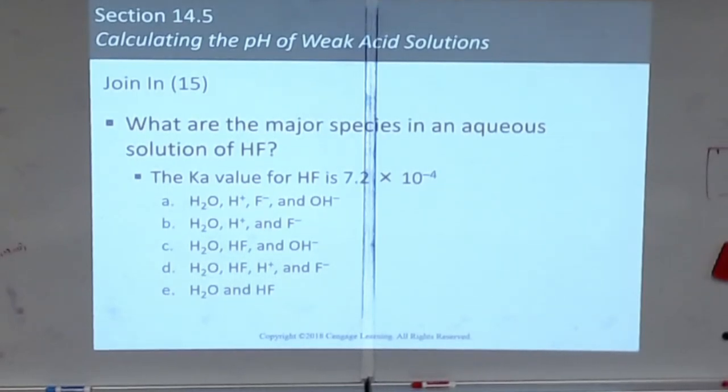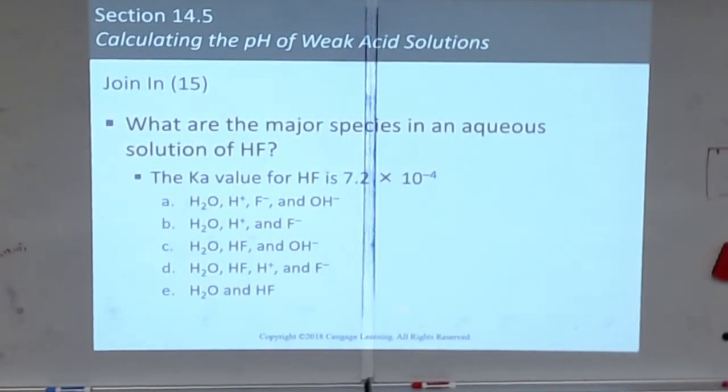What is the major species in an aqueous solution of hydrofluoric acid? I feel like I know this one now. The Ka value for hydrofluoric acid is 7.2 times 10 to the minus fourth. Major species. Who's the big players? You got H2O, H plus, F minus, HF. It's not B. What if it's E? Yes, it is E. Good job.